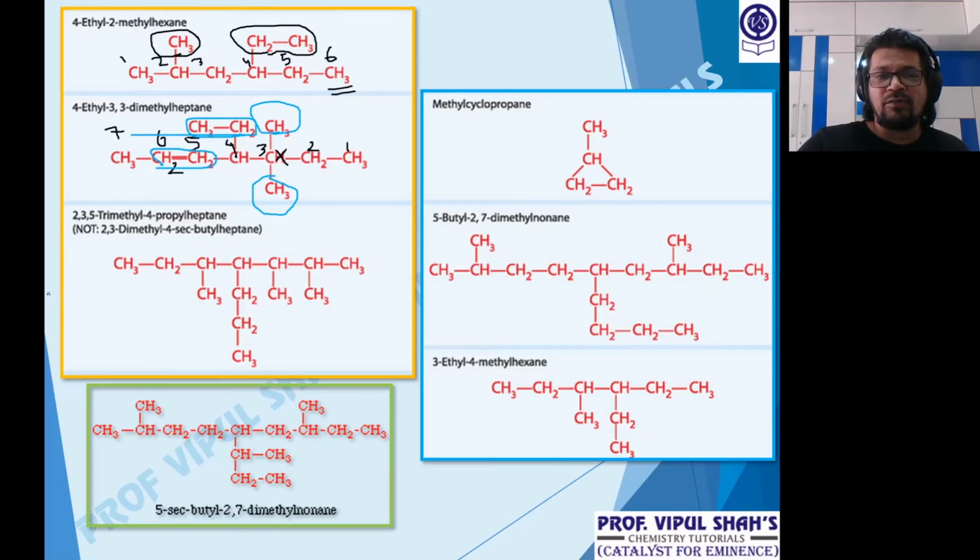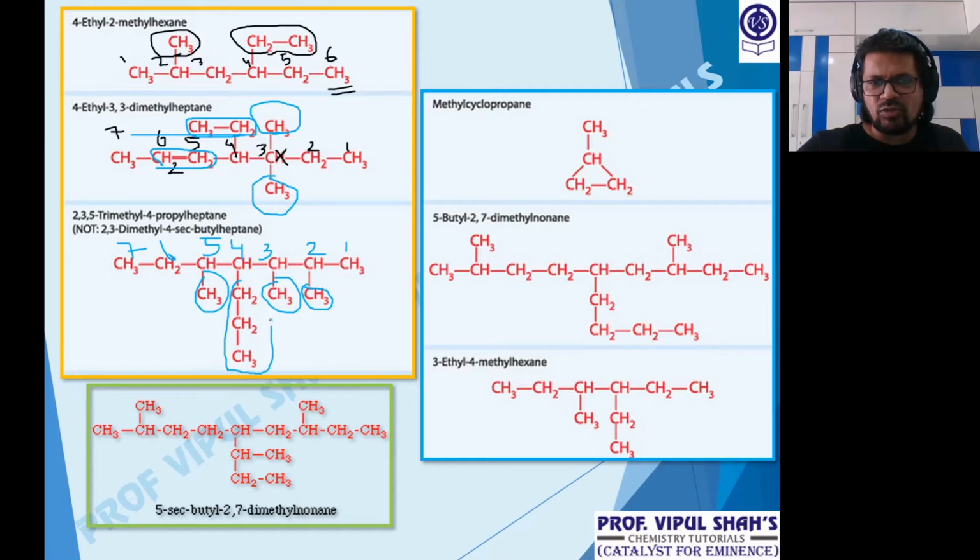Okay. Now where do I number? If I number from left, the branch comes at 3. But if I number from right, the branch comes at 2. So the least numbering is preferred. 2, 3, 4, 5, 6, 7. Okay. Now at 2 there is a methyl, at 3 also there is a methyl, and at 5 also there is a methyl. 3 times, so the prefix tri. 2,3,5-trimethyl. Then over here, same way, how will you write this part? At 4, if you observe, what is this group?